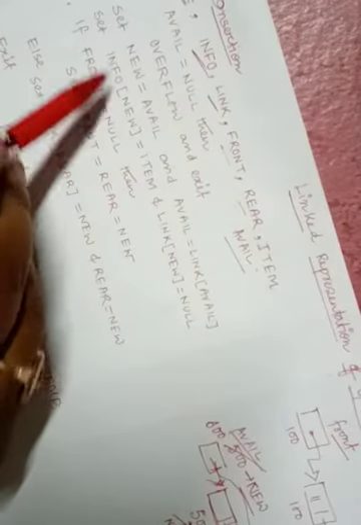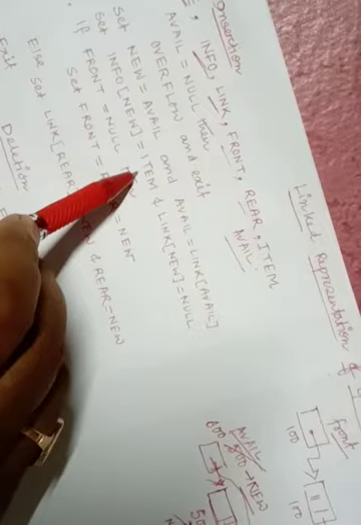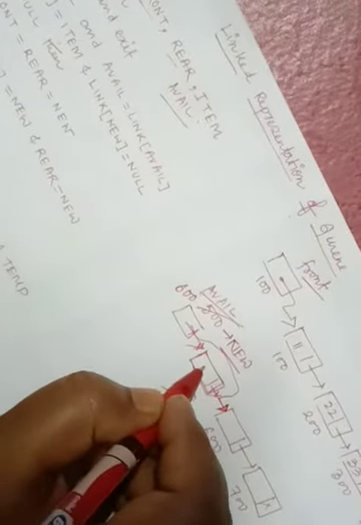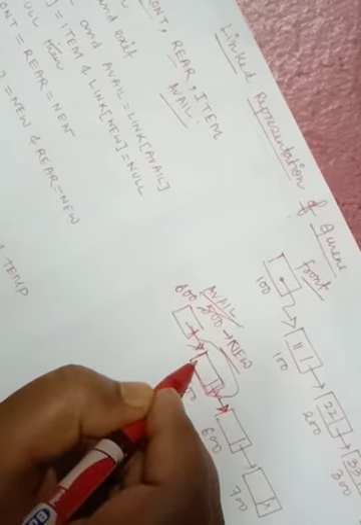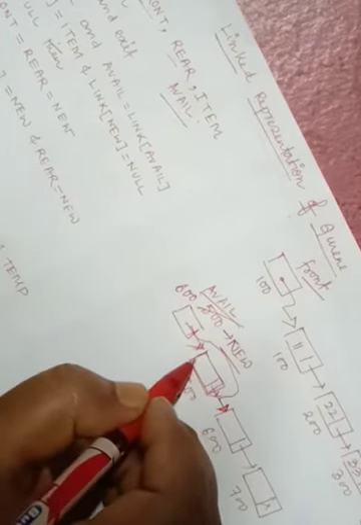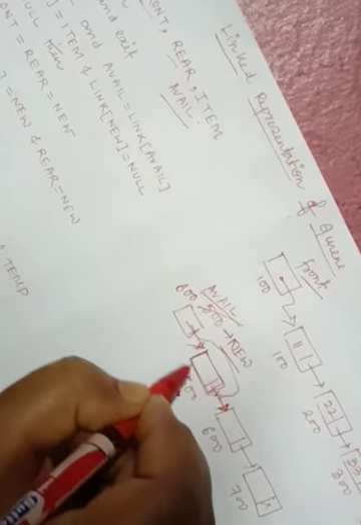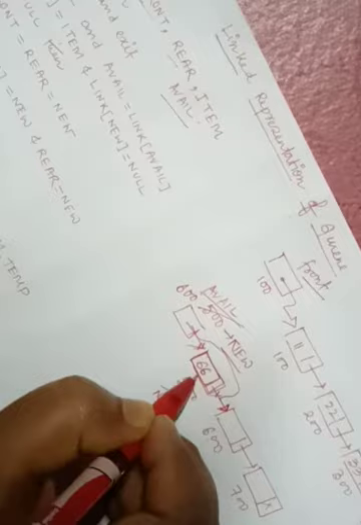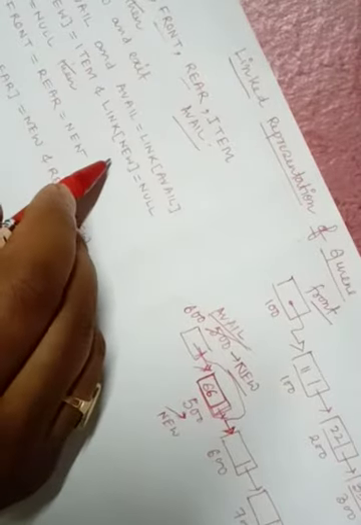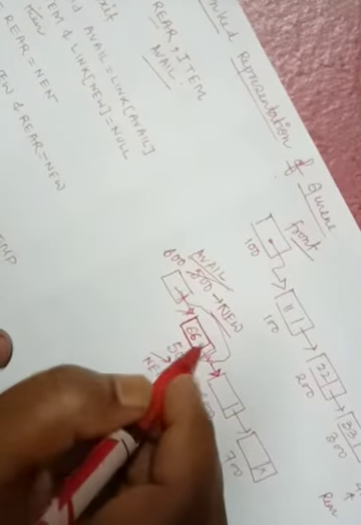Next, set info of new equal to item. Say the value of item is 66. So we insert 66 into the information part of new. So this is the information part of new, and this is the element. And set link of new equal to null.